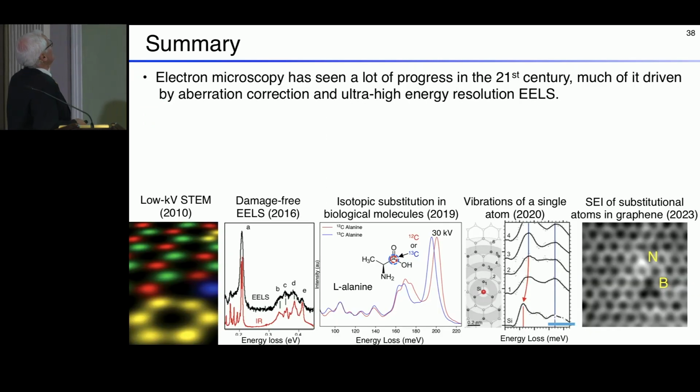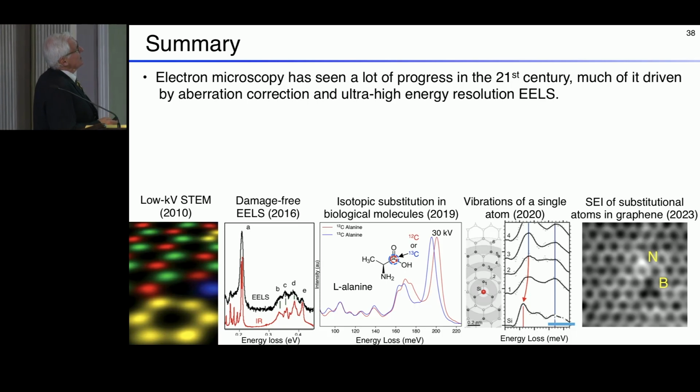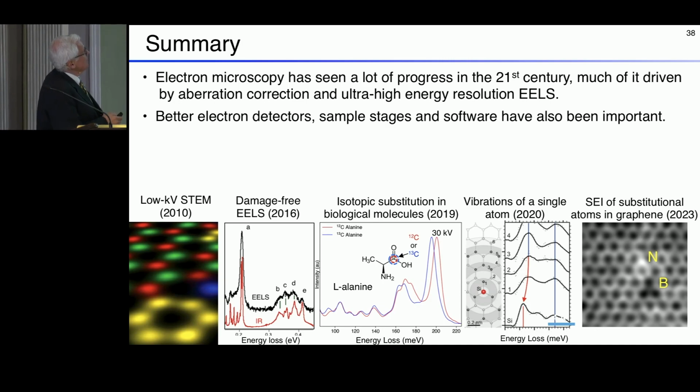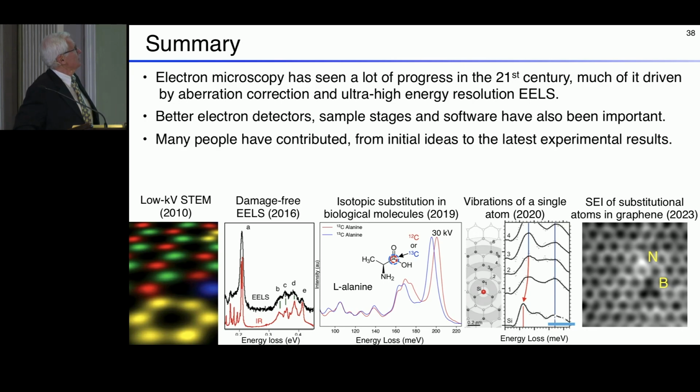So my conclusions: electron microscopy has seen a lot of progress since 2000. We're now in a new century, 23 years on, and much of the progress was driven by aberration correction, ultra-high energy resolution yields, and also the extra computer power that you get through smart software. We have better electron detectors, we have more stable sample stages, and we have wonderful software that can analyze things, improve the image quality, and combine signals in ways that give us completely new information.